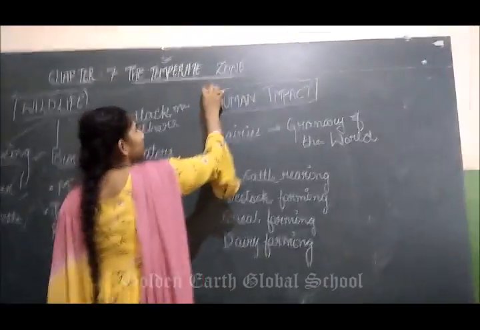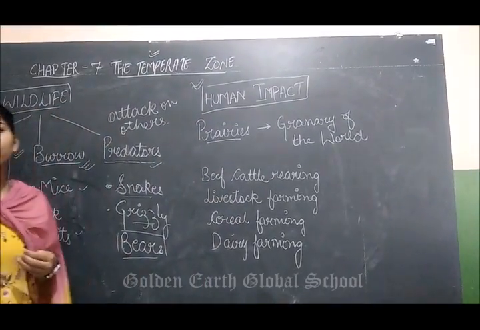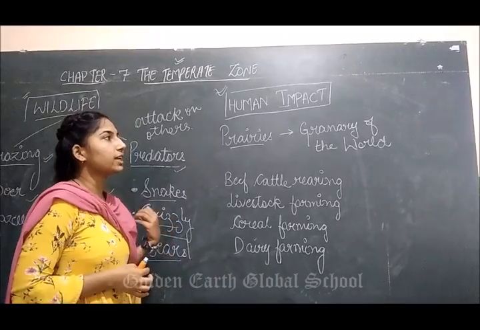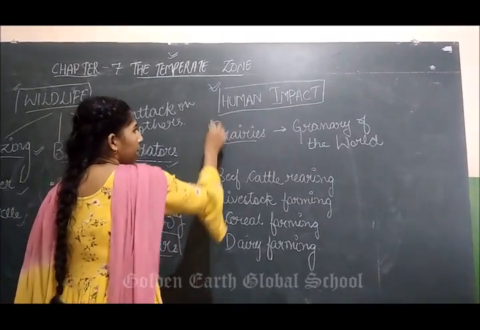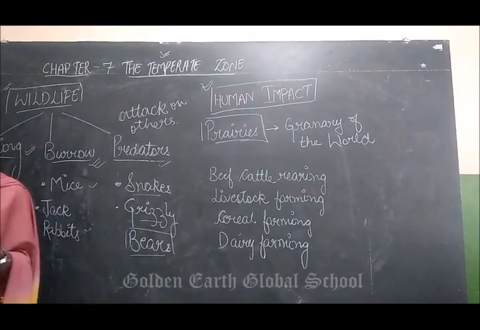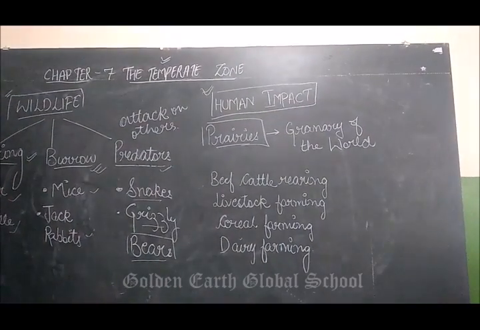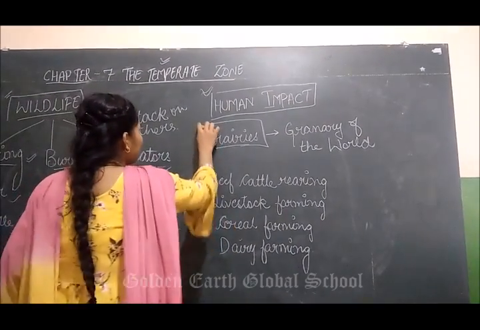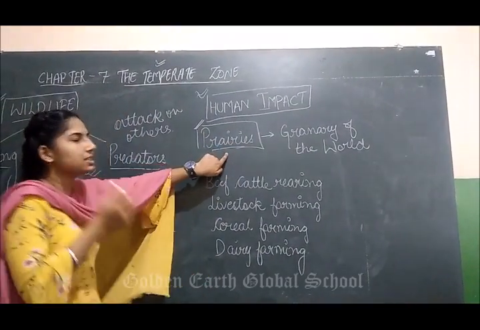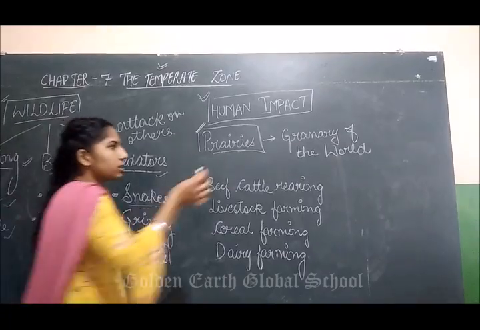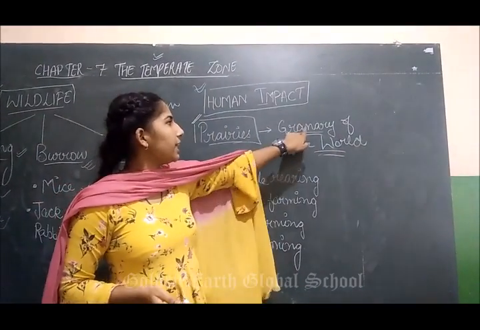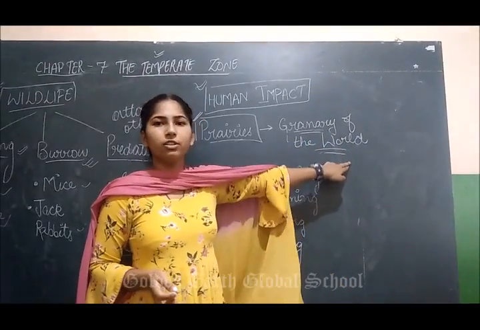Now talking about the human impact. In human impact, we will discuss the lifestyle. जो लोग हैं उनका क्या lifestyle है, वो कैसे रहते हैं. Prairie is the grassland which is found in the northern hemisphere, in North America. Prairies is the grassland found in North America, which is known as the granary of the world. Granary of the world.